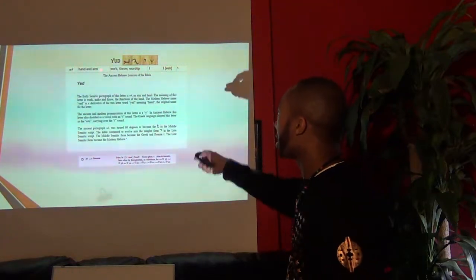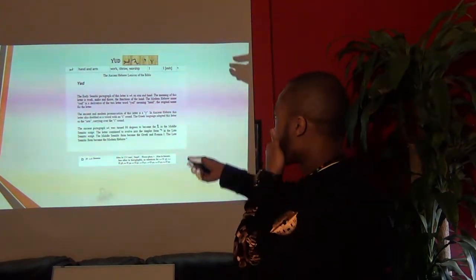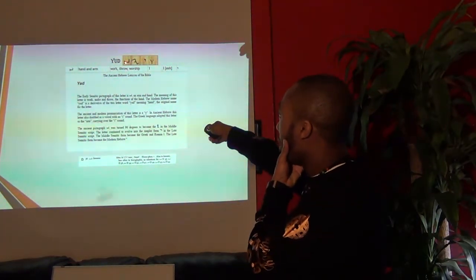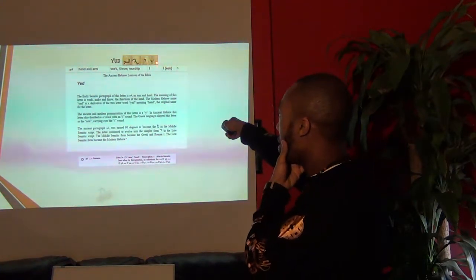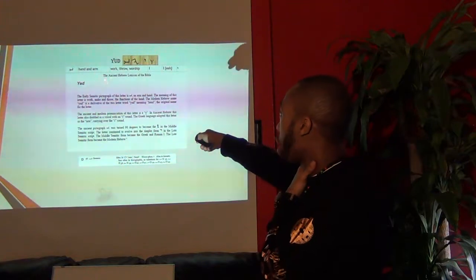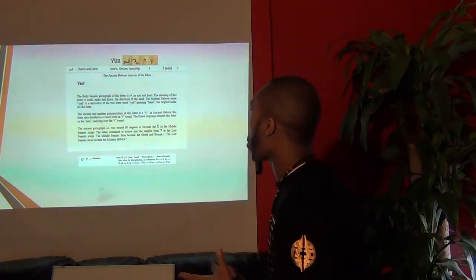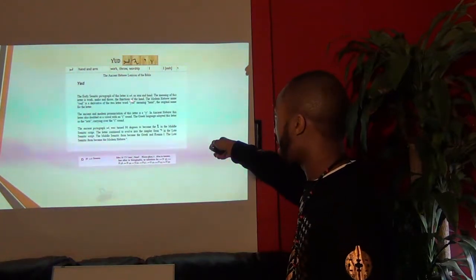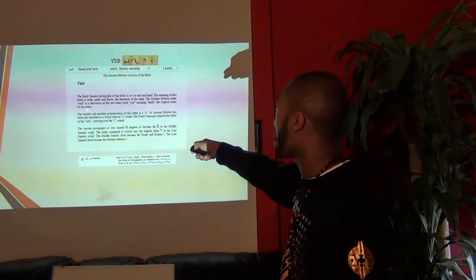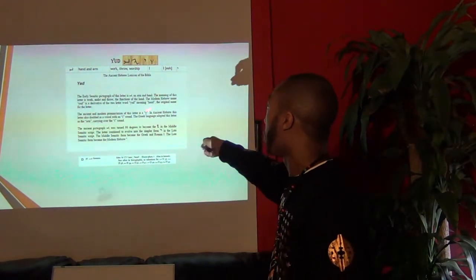Alright. So next is the yud. Okay. The yud is a picture of an arm, a picture of this, and this, right? The Paleo Hebrew, the modern Hebrew, etc. It means hand and arm, which means to work, throw, or worship, right? The early Semitic pictograph for this letter is an arm and hand. The meaning of this letter is work, make, and throw. The functions of the hand.